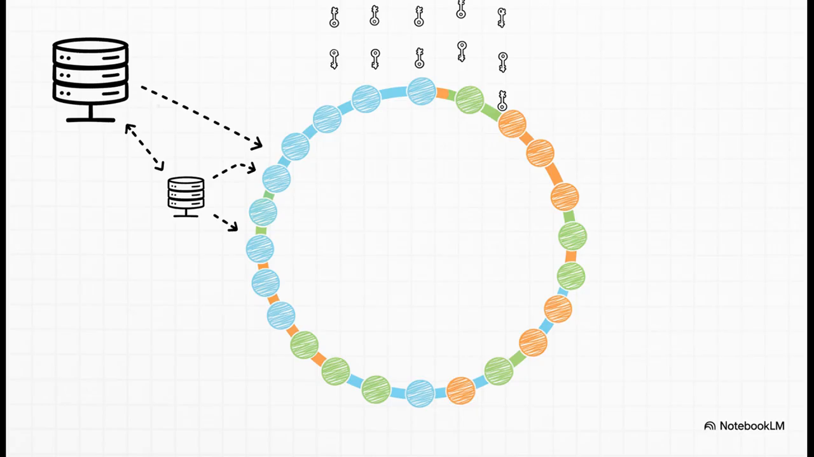Instead of putting each physical server on the ring just once, we give it, say, 100 or 1,000 virtual identities. We just hash its ID multiple times with different seeds. And by the law of large numbers, when you scatter all these virtual nodes around the ring, the distribution smooths out dramatically. It becomes statistically almost impossible for any one physical server to get a disproportionate share of the load.